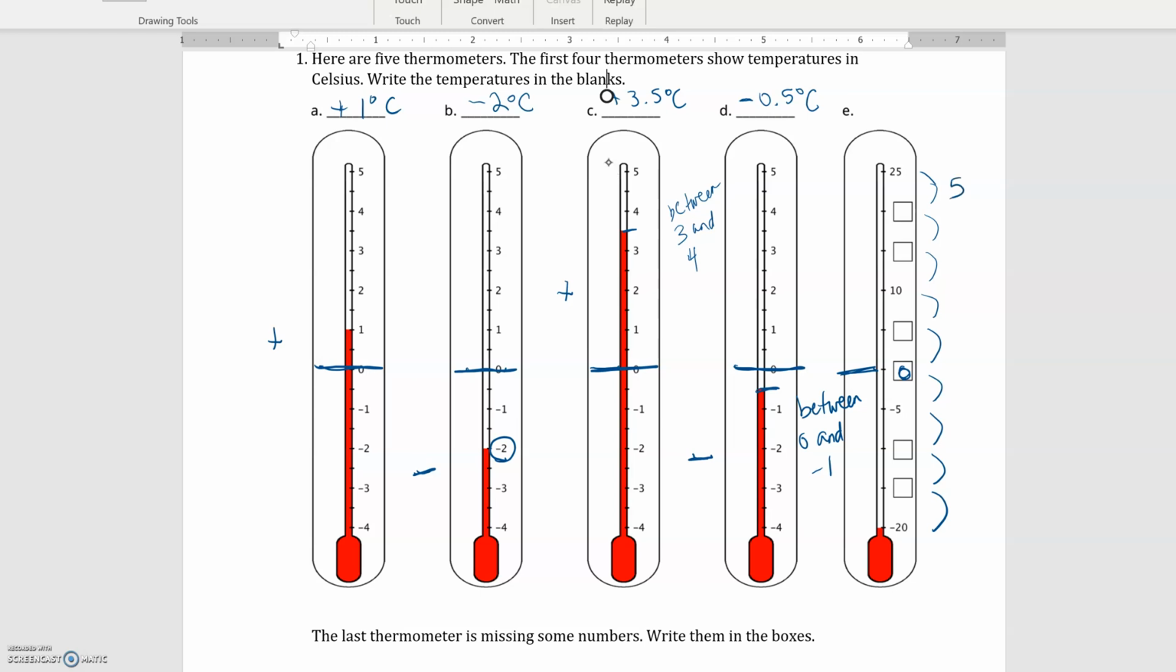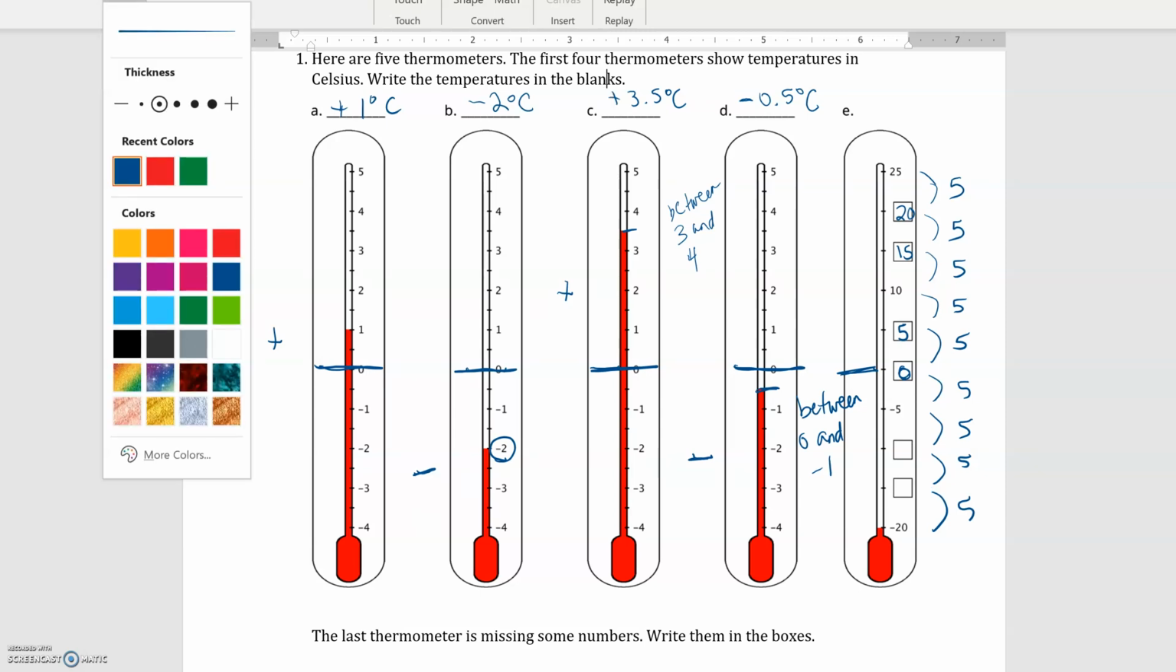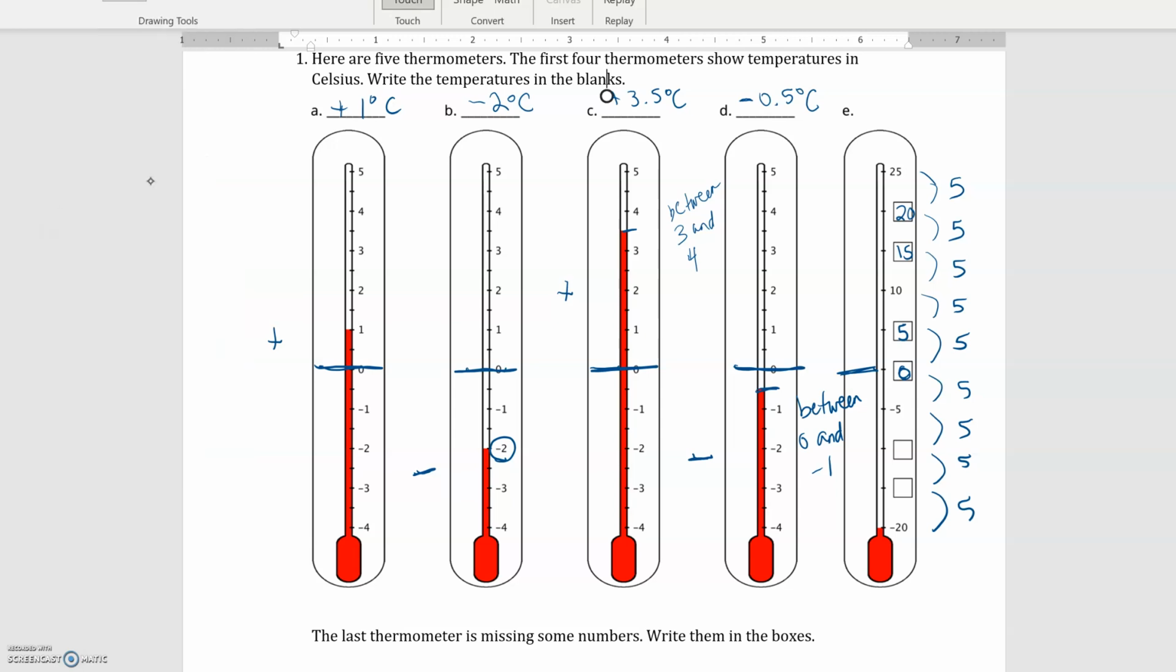Alright, you should see that each box is changing by a value of 5. It's counting by 5s. So if I were to count from 0 upward, it would be 0, 5, 10, 15, 20, 25. And then counting down from 0 would be 0, negative 5, negative 10, negative 15, and negative 20. So those will be the answers inside each box. So I'm going to write down these in red just so you can see if they're negative values. So negative 10 and negative 15.